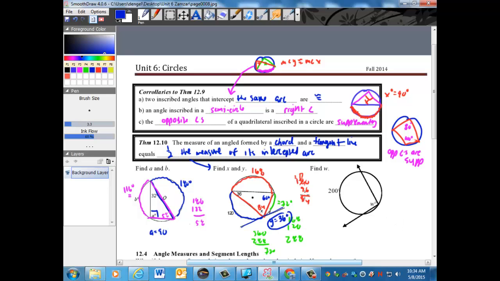Alright, and then our last problem, we have an inscribed angle. This is 200. This is a pretty easy problem. Angle W has to be 100 degrees.